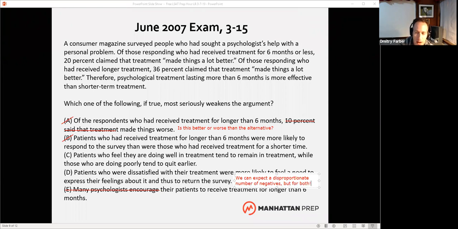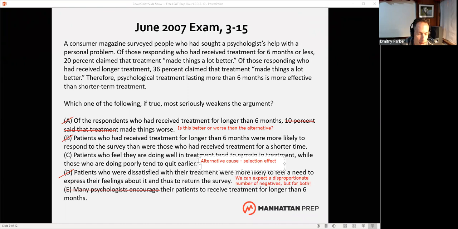Now, if it said people who are dissatisfied with their treatment were more likely to quit soon and leave a negative review, then you'd say, aha, so what's going on is the dissatisfied people stopped, and that's actually what makes C the right answer. It's a causation flaw, right? It addresses causation. So this is an alternative cause. We sometimes also call this a selection effect.